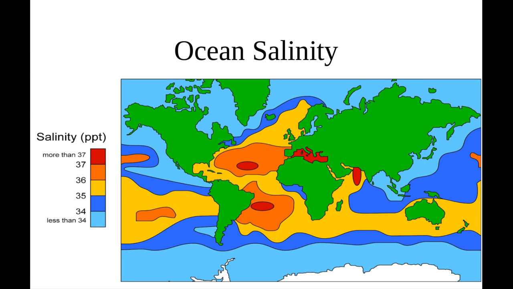For example, the Baltic Sea has very low surface salinity, around 10 parts per thousand, because it's mostly an enclosed water body with lots of river input. Conversely, the Red Sea is very salty, around 40 parts per thousand, due to the lack of precipitation in the hot environment, which leads to high levels of evaporation.